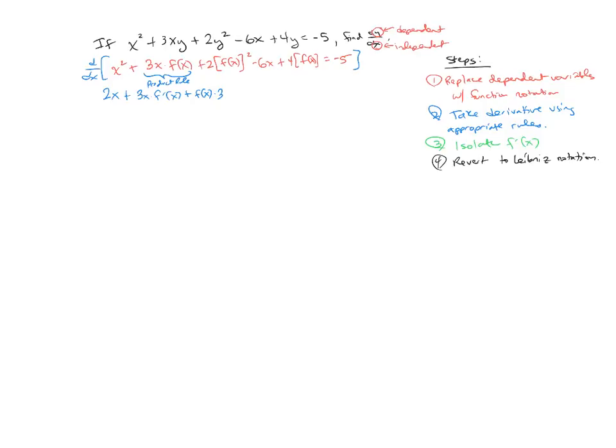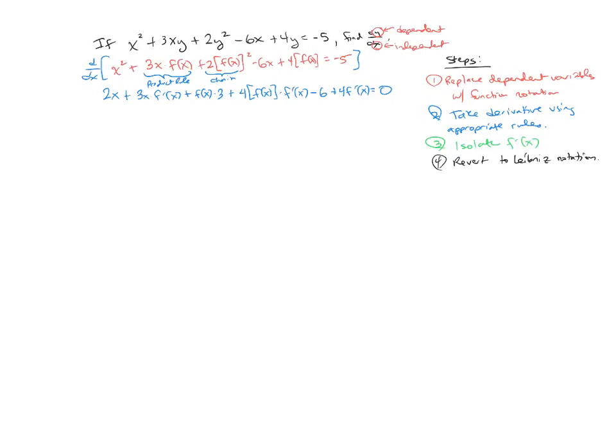And then for this thing, I'd have to use the chain rule, where the outside function is 2x squared and the inside function is f of x. So if I took the derivative of that, and I'm not going to show all this work, it would come out as 4 times f of x to the first times f prime of x. The derivative of negative 6x is negative 6. The derivative of 4 times f of x is 4f prime, because that's the constant multiple rule. And the derivative of negative 5 is 0.